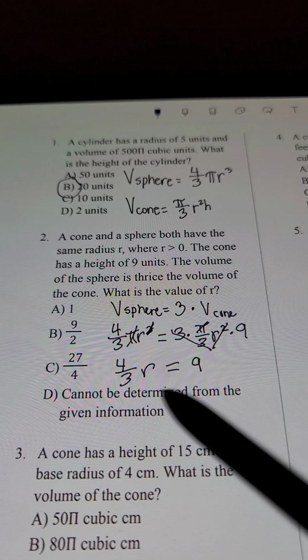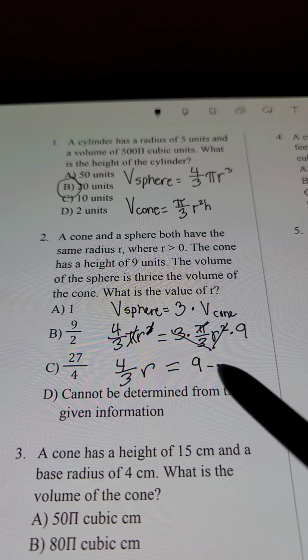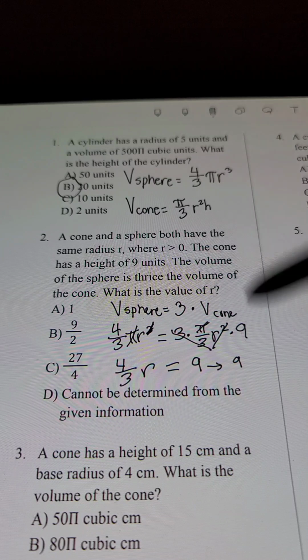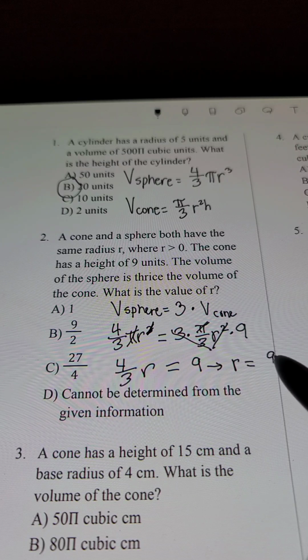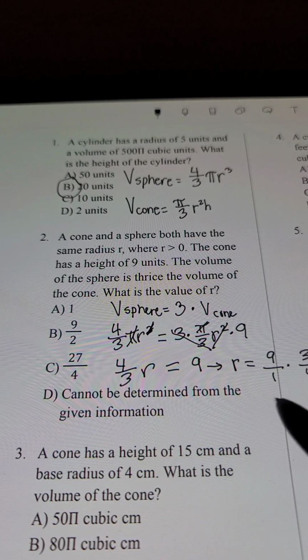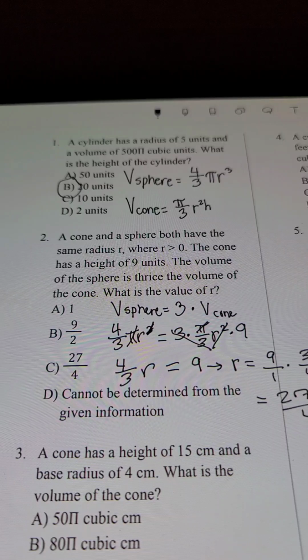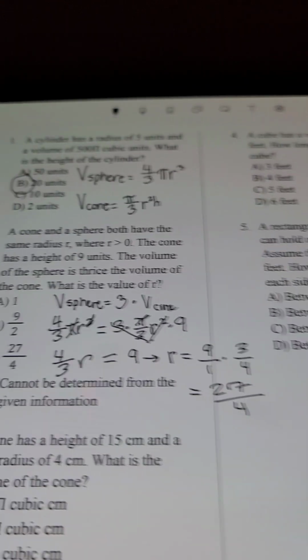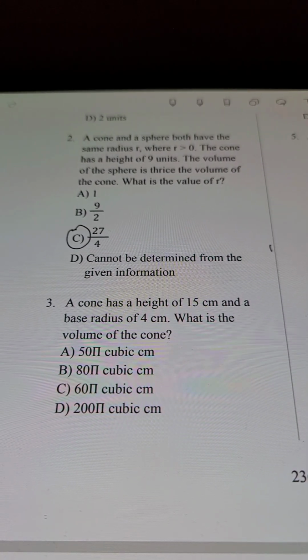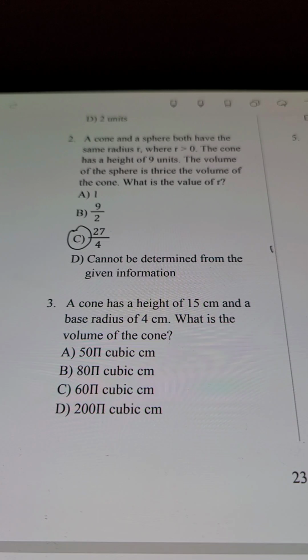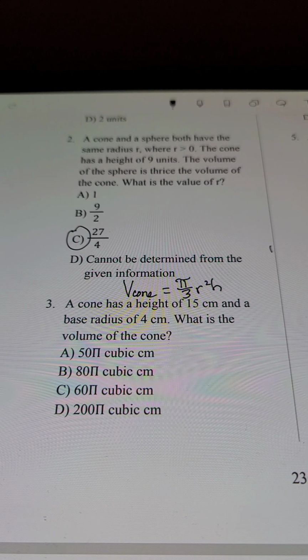So now, remember, I'm solving for r, so I have to get it by itself by dividing by 4/3 on each side, which is the same thing as multiplying by 3/4, multiplying by the reciprocal of the fraction. So I could say r is equal to 9 over 1 times 3/4, which equals 27 over 4. Right over there. So now let's do the cone. So volume of a cone is equal to this formula right here. And we have the height, we have the radius, so we have h and we have r that we could plug in, and then we have the volume of the cone once we solve that.